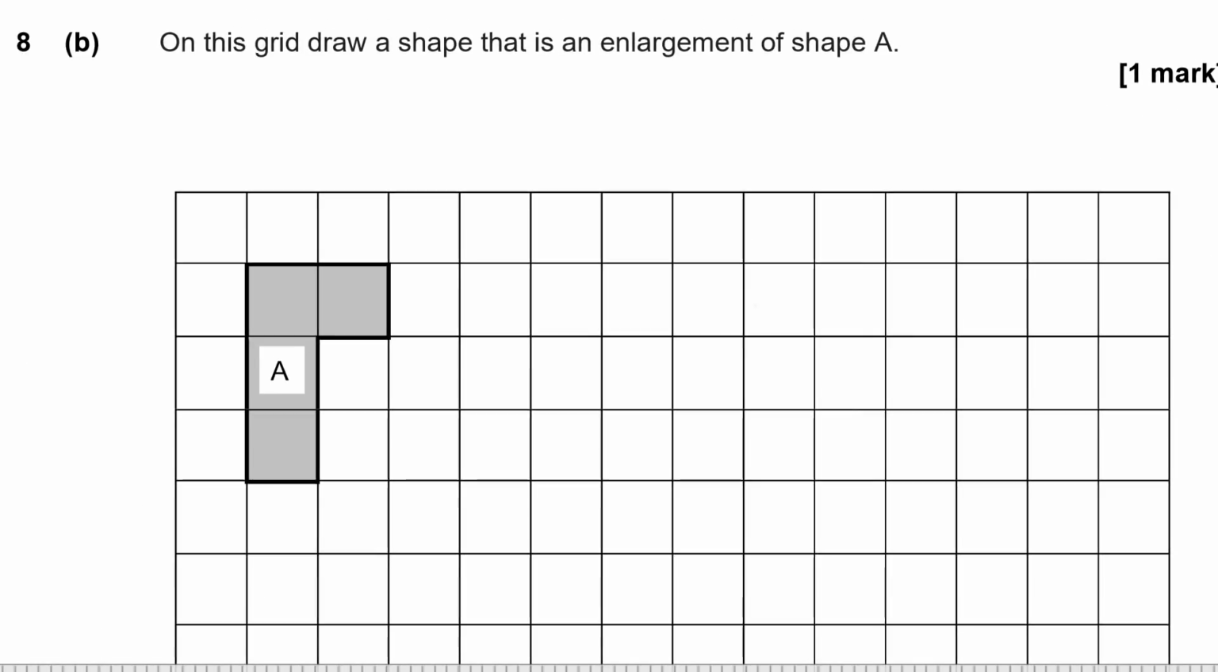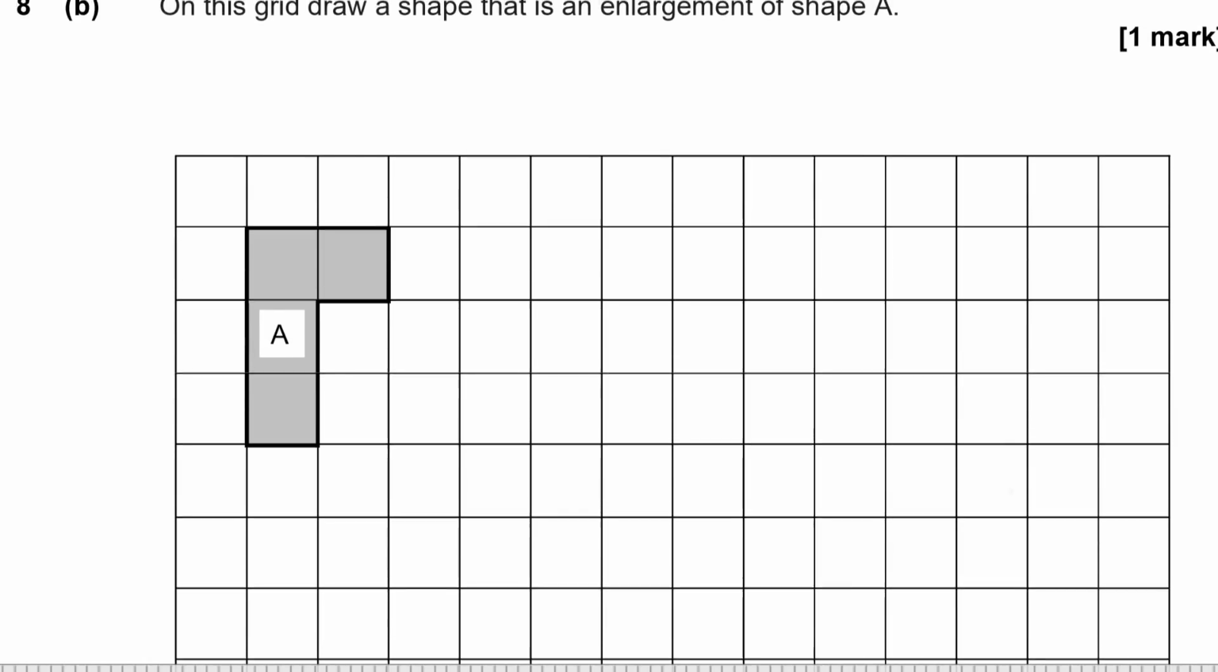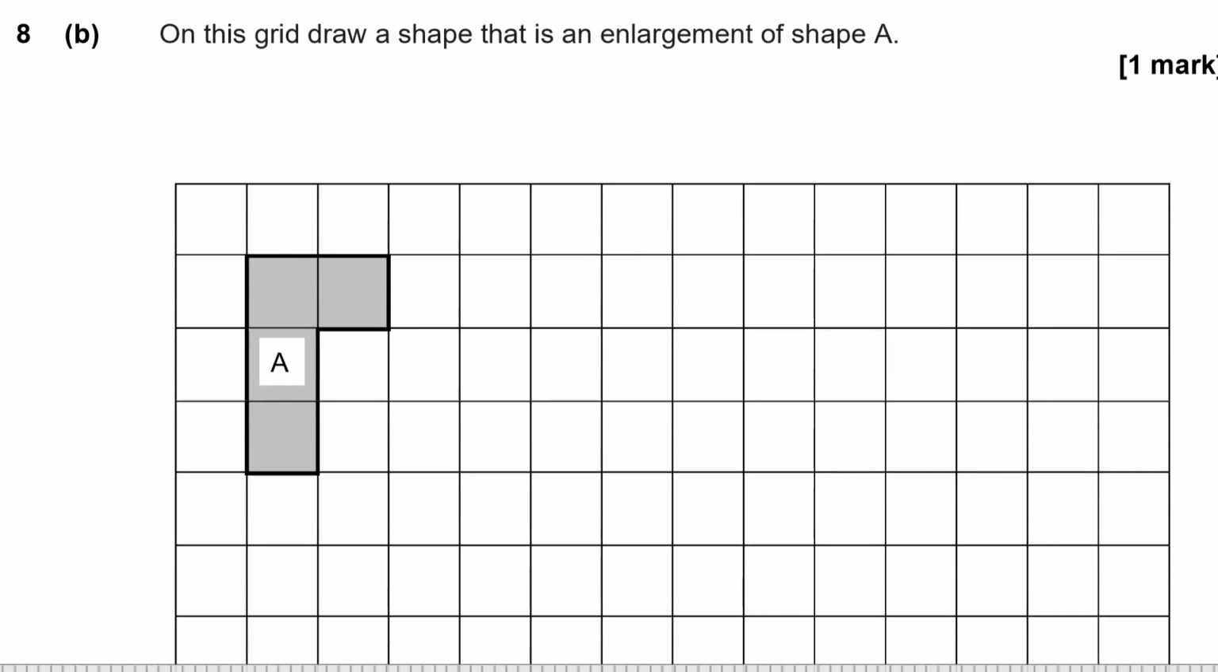Right, so for part B, on this grid, draw a shape that is an enlargement of shape A. An enlargement needs to be the same shape, but every side a multiple of the previous one. So let's do one with scale factor 2. It's probably the easiest one to do, isn't it? It doesn't tell me what scale factor I have to use, so I'm just going to use 2. And let's start at this point here.